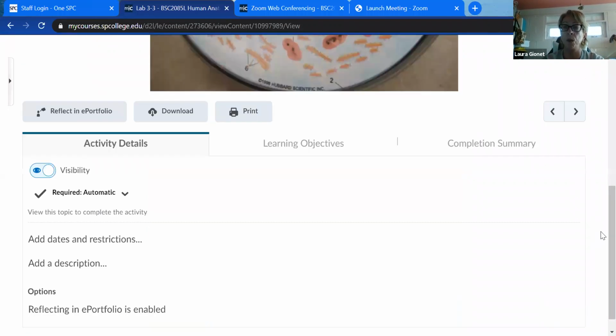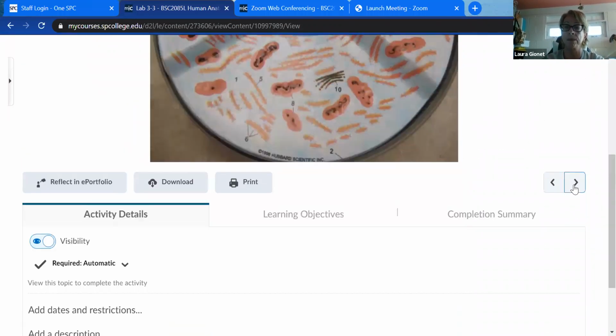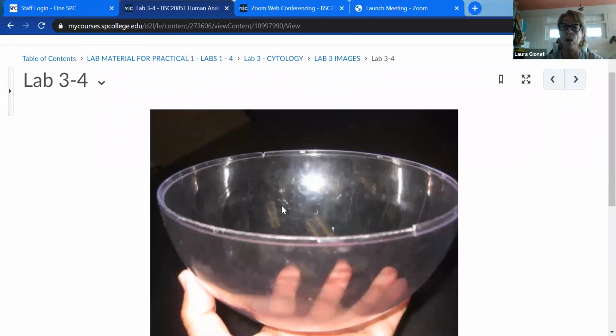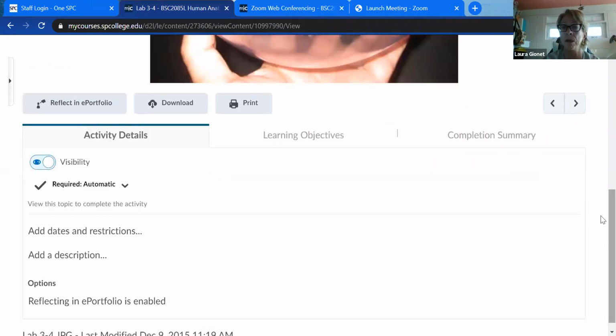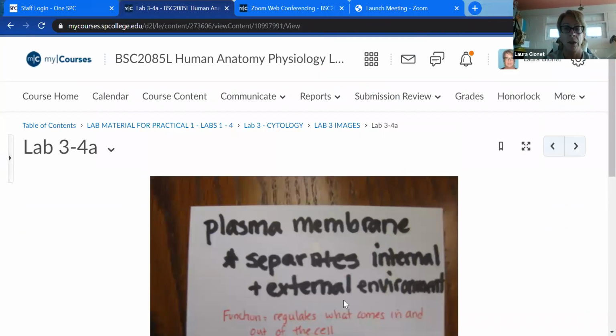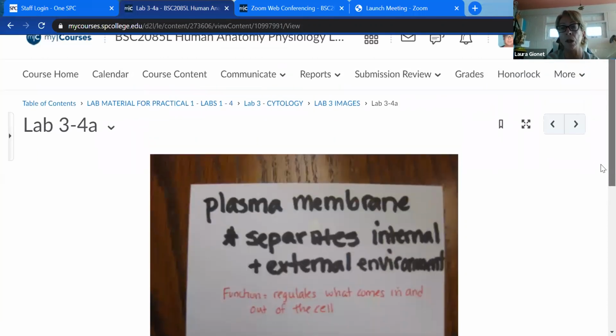We're going to go through each one. And here's the plastic cup. The cell model that you just looked at generally sits in this plastic cup. Two of them come together, and this is your plasma membrane. It regulates what goes into and out of the cell, regulates the passage of material across it.